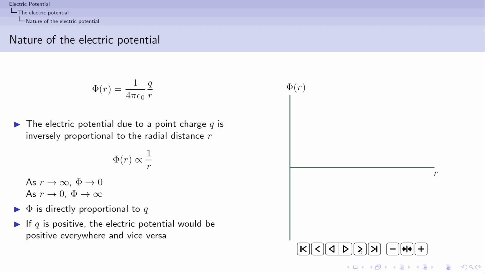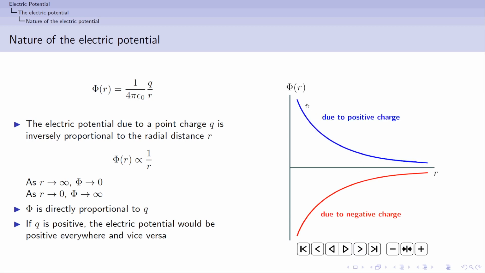The plot is going to be the reciprocal plot. So if I have a positive charge, this is how the potential is going to vary, and if I have a negative charge, this is how the potential is going to vary. So the potential due to a positive charge will be in the first quadrant, and the potential due to a negative charge will be in the fourth quadrant.